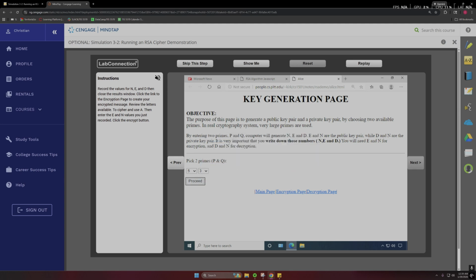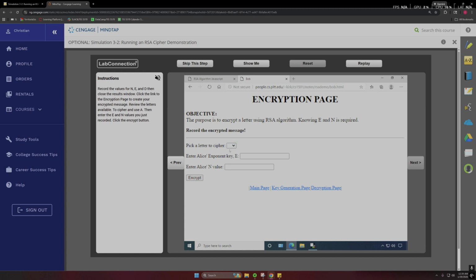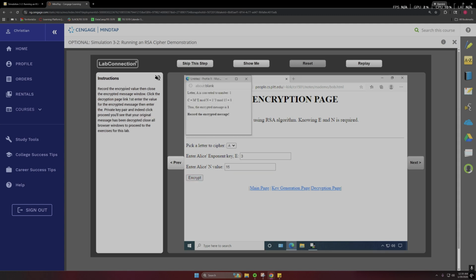Oops. Misclick, sorry guys. Encryption page. Okay. So to cipher, we're going to use A. So what was E? You guys recall? E is 3. And then for N, the value was 15 that we saw, that we're going to encrypt. Record the encrypted value, then close the encrypted message window.